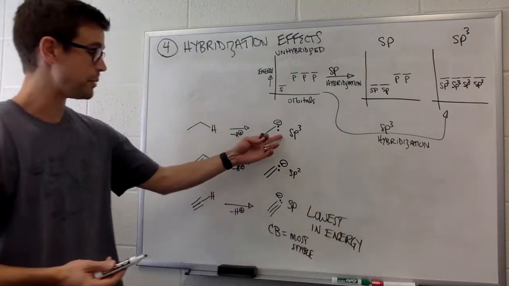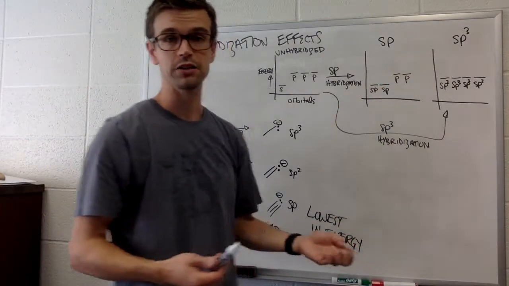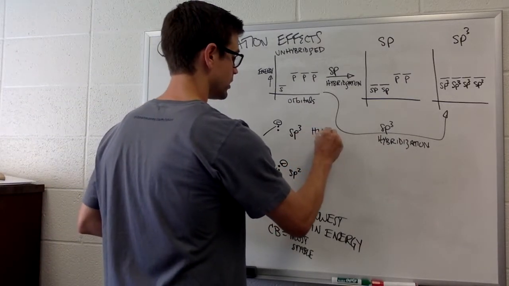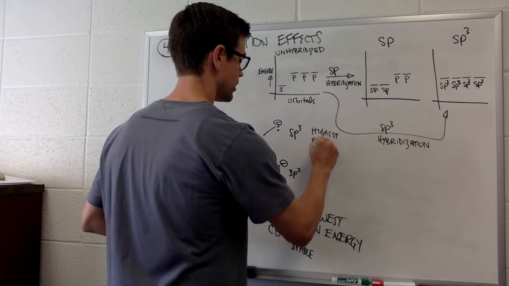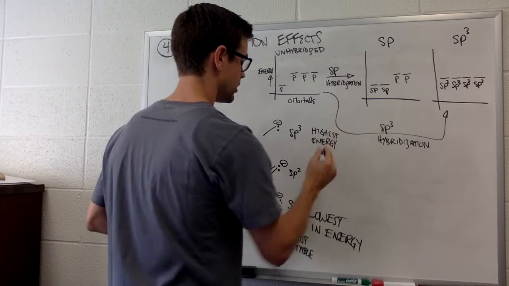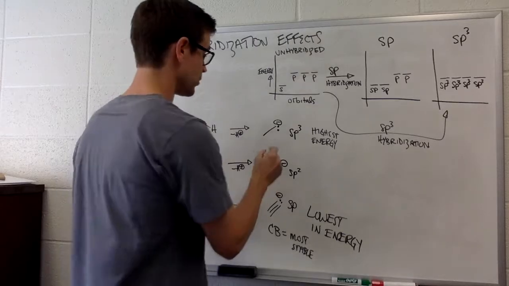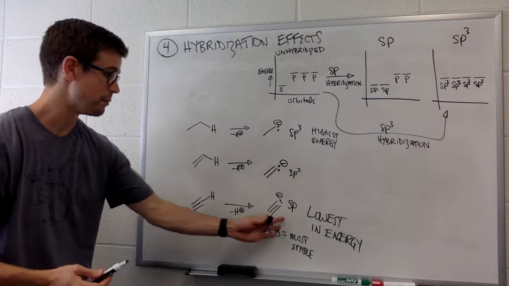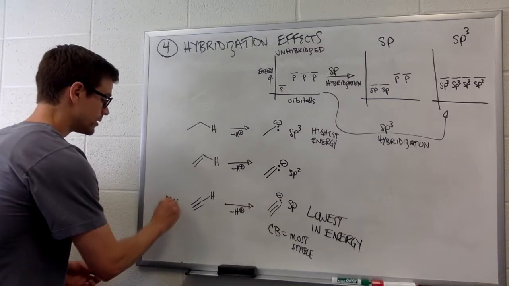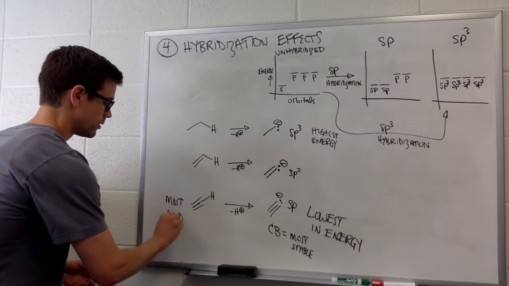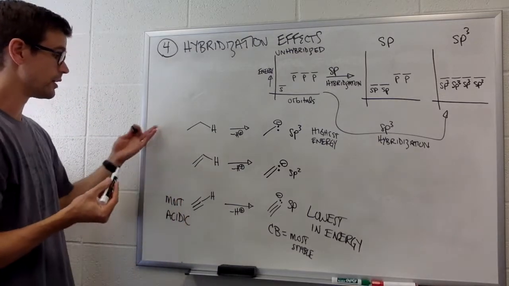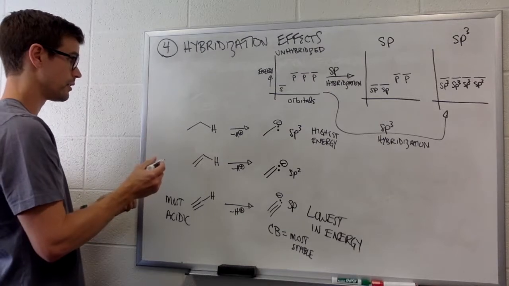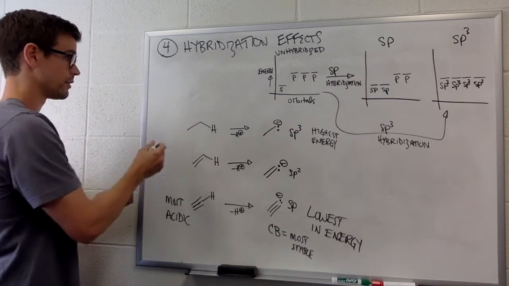On the other hand, an sp3 orbital would be the highest in energy. It's the lowest percent s, so this is highest in energy. And that would make it the least stable. So as far as acidity goes, since this is the most stable, it's going to be the most acidic, because this is the least stable conjugate base, this is going to be the least acidic.